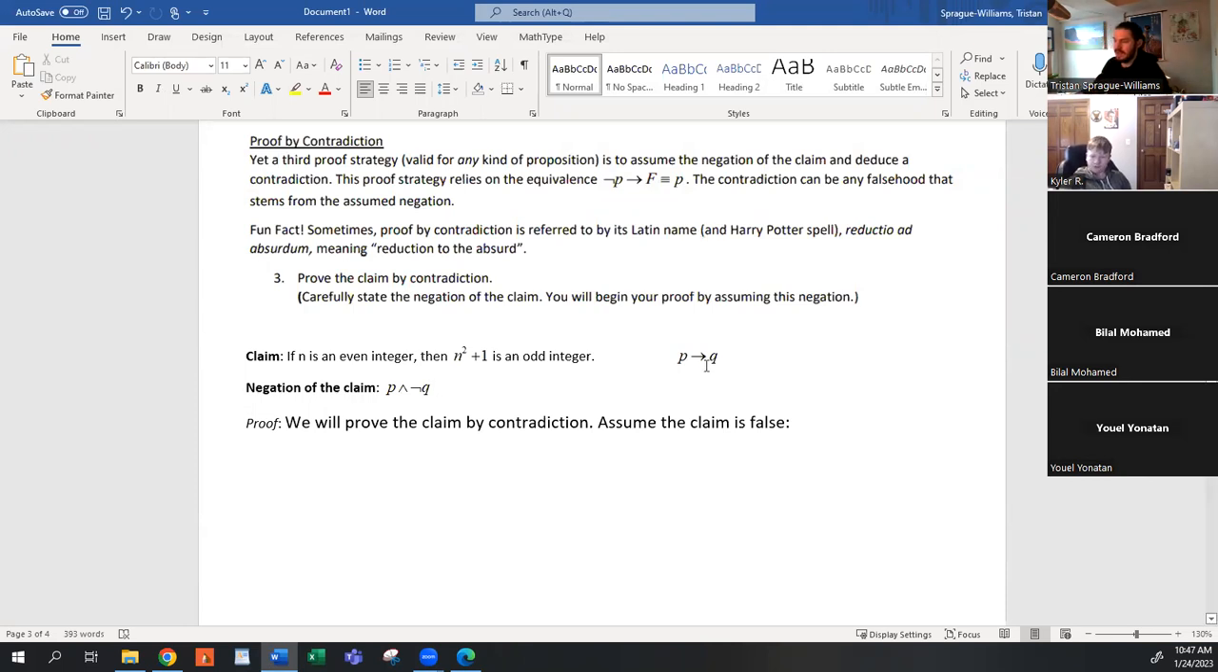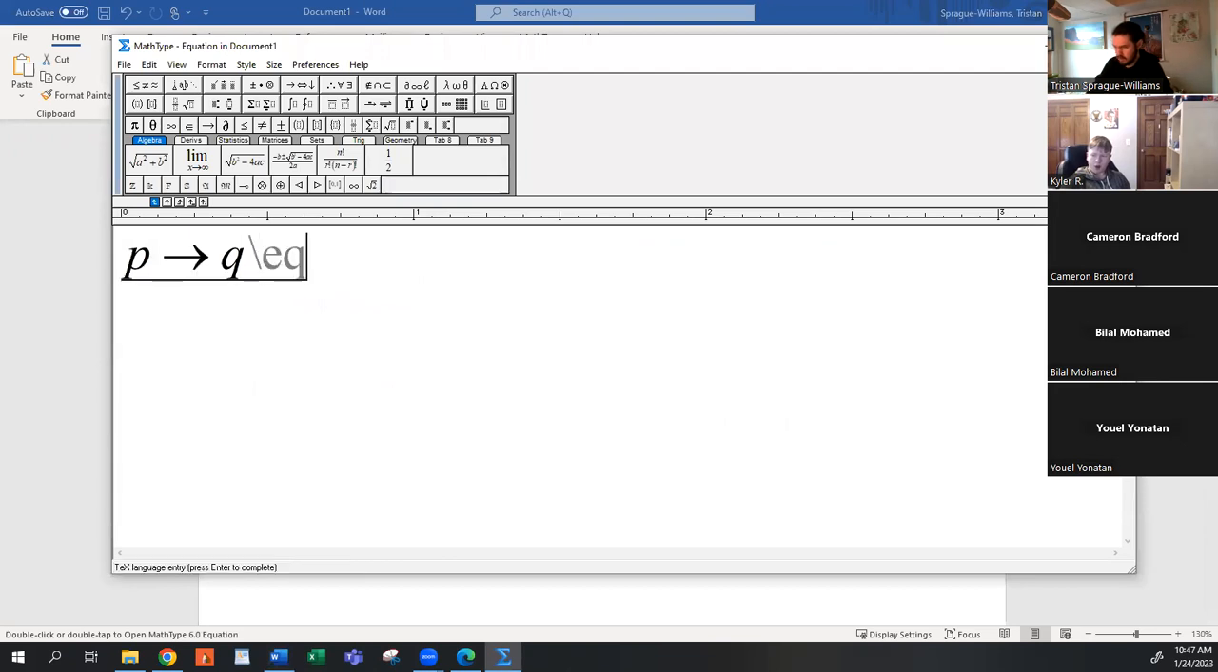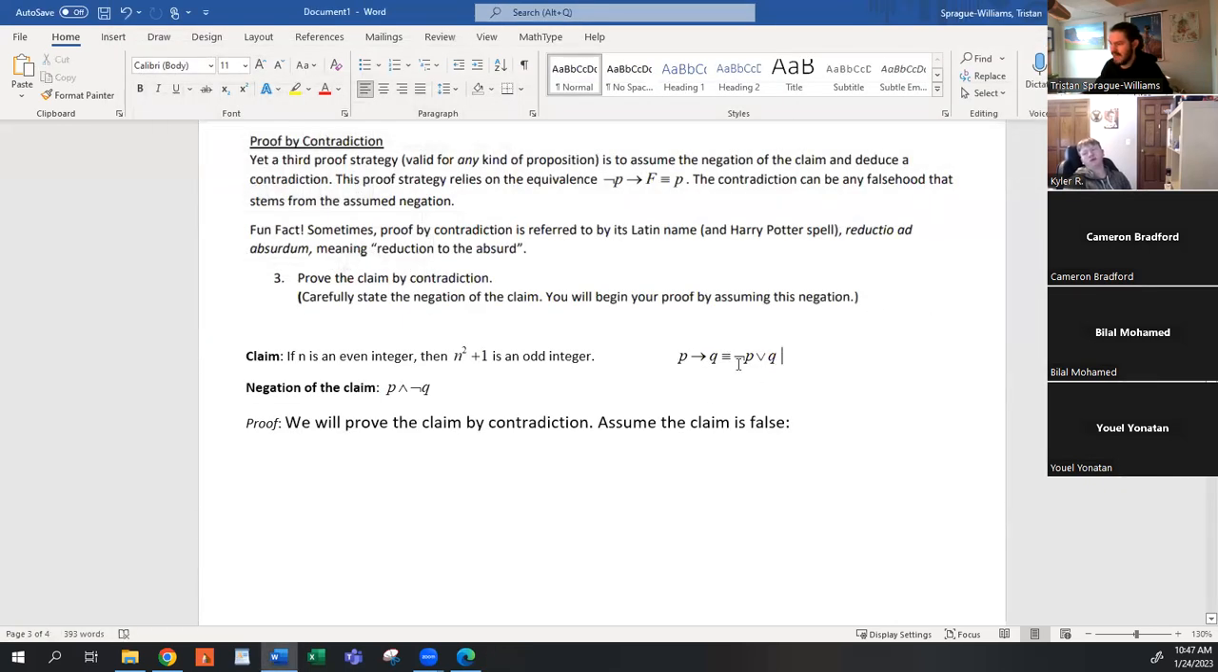What you do is you use the fact that this is equivalent to not P or Q, right? And then you negate that or with De Morgan's law, and De Morgan's law turns it into an and, as well as swapping the negations around. Right, so that's what we want.